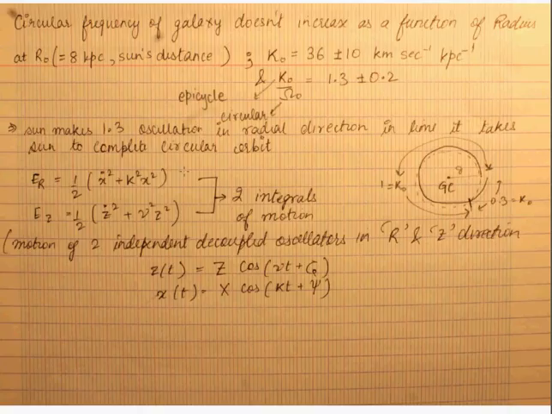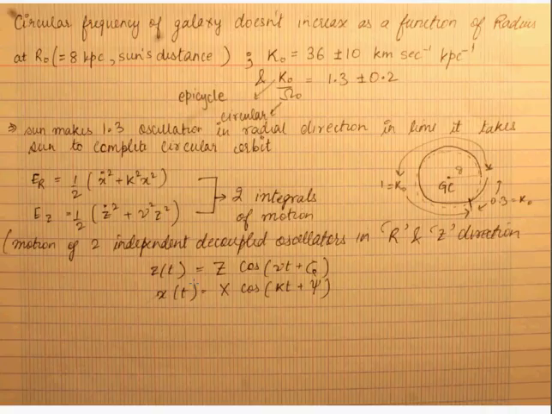Just to end things, we get two integrals of motion, one in the radial direction given by half of x dot square plus kappa square x square, where x dot square is the kinetic energy in the radial direction and kappa square x square is the potential energy in the radial direction. So this is the energy in the radial direction, and the energy in the z direction is given by half of z dot square plus nu square z square. Now this looks like the motion of two independent decoupled oscillators in r and z direction, right?